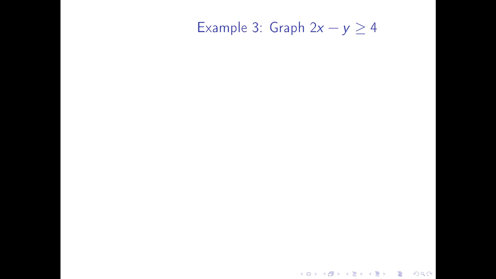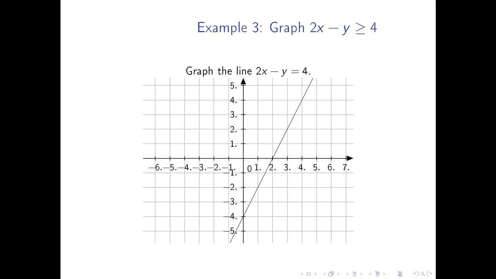Okay, so here is a third one. Again, I want you to go ahead and graph this line, then see if it's dotted or solid, and then choose a side. Pause the video and work through that. Okay, so when you graphed it, again, we graphed the actual equality. Hopefully you got this line that looks like so.